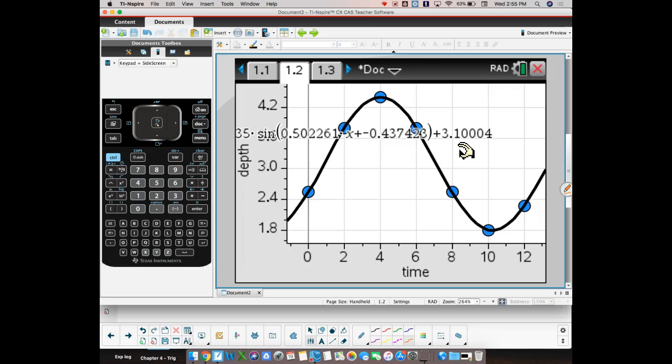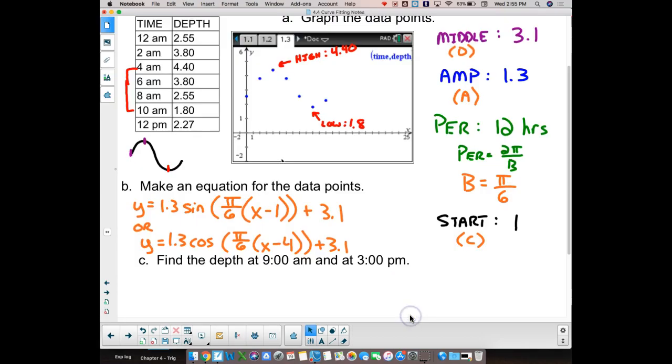Now, my question to you is this. The next two questions were, find the depth at 9 a.m. and 3 p.m. Well, you've got two options. One, you could figure out what 9 a.m. is and stick it into our function.